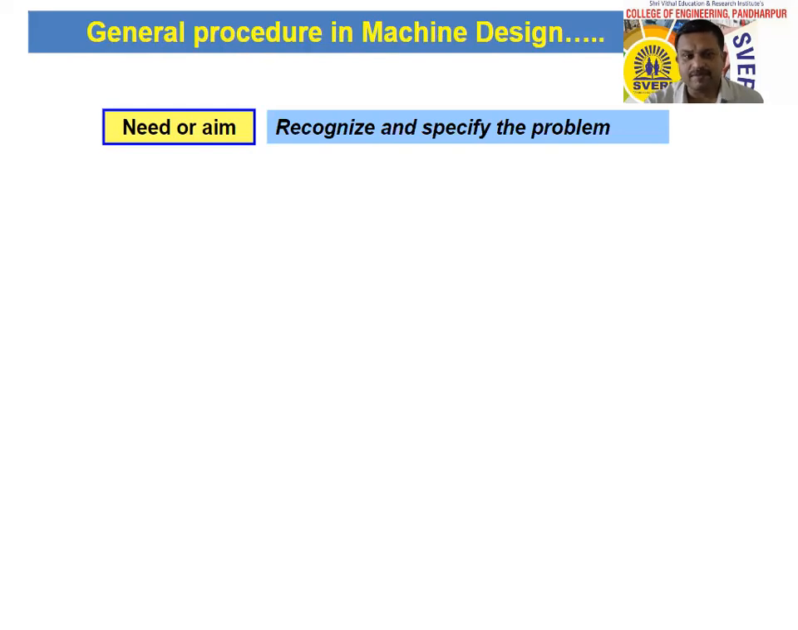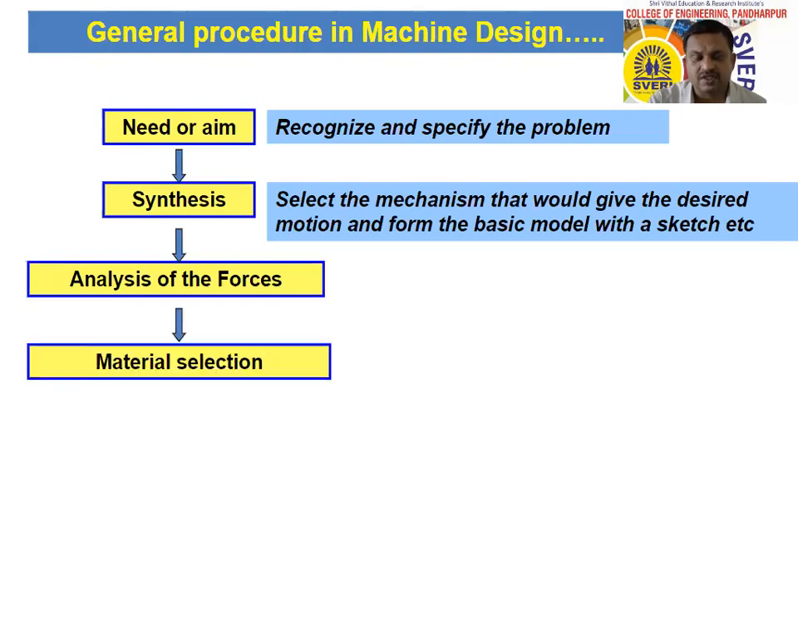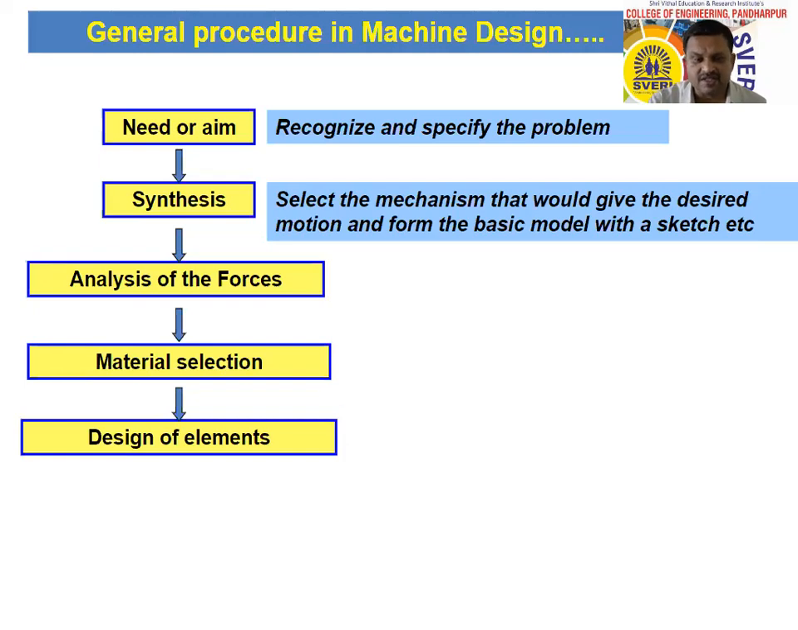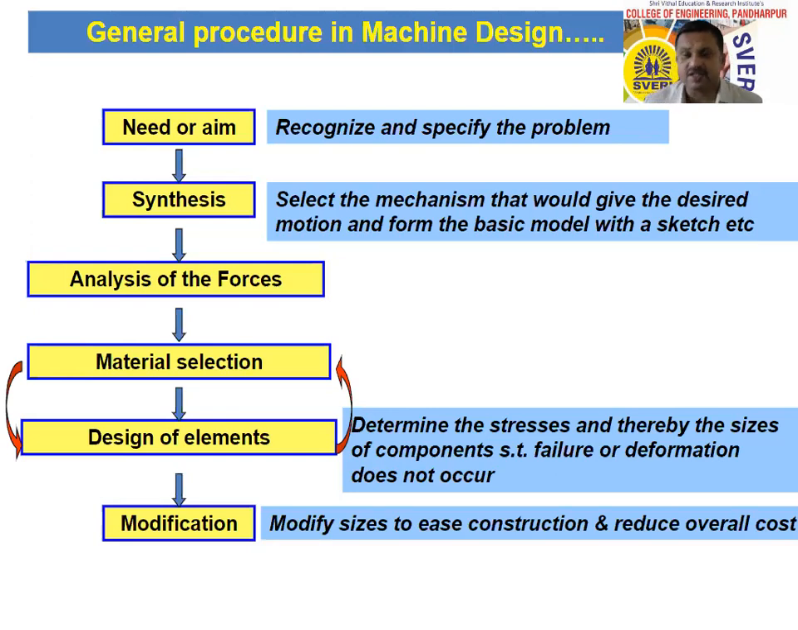Recognize and specify the problem. Second is synthesis. Synthesis means what? Select the mechanism that would give the desired motion and form the basic model with a sketch, etc. Analysis of the forces, then material selection, then design of elements. Design of elements consists of determining the stresses and thereby the sizes of components, subjected to failure or deformation, so that failure or deformation does not occur. This design of elements is interrelated with material selection. That's why arrows are there. And modification. Modification means what? Modify sizes to ease construction and reduce overall cost.